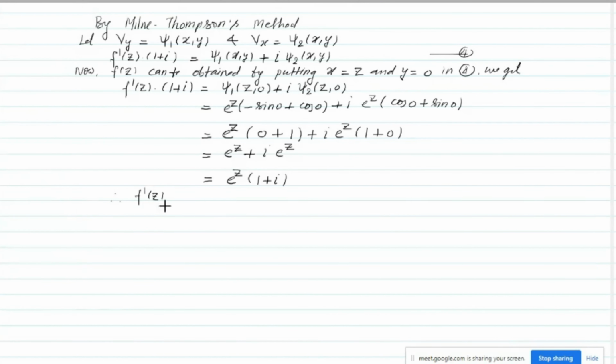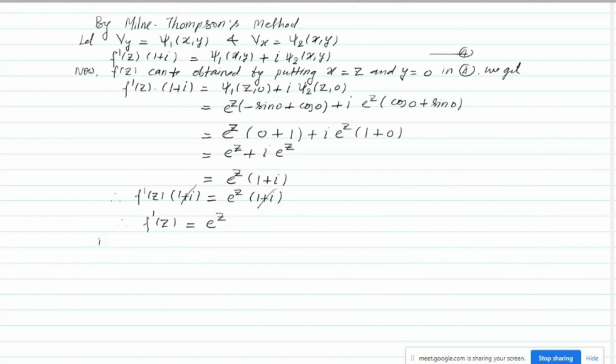So therefore we can write f dash of z, 1 plus I, equal to what? E to z, 1 plus I. Okay, but 1 plus I cancels. So you can write this f dash of z is equal to what? E raised to z. Okay, now integrating on both sides.